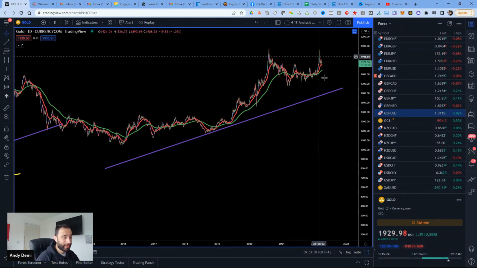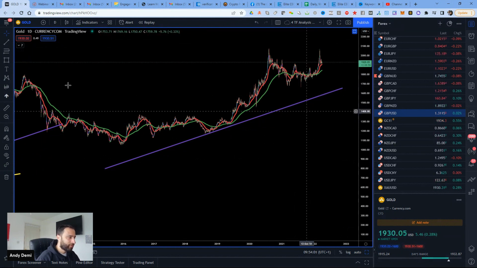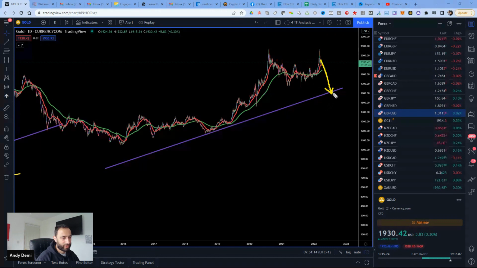So I actually think, as a long-term investor, what I'd be really keen on would be for us to come back and hit this line, okay? And then hopefully we start a new uptrend. That's what I'm looking for. So let's have a look to get a bit more specific.